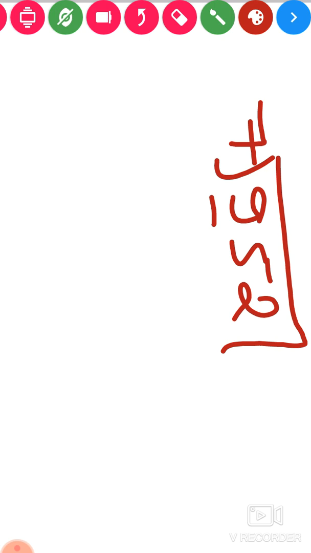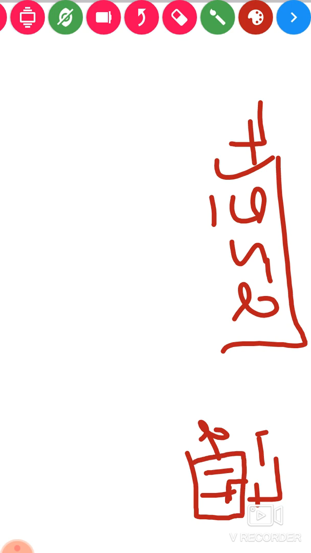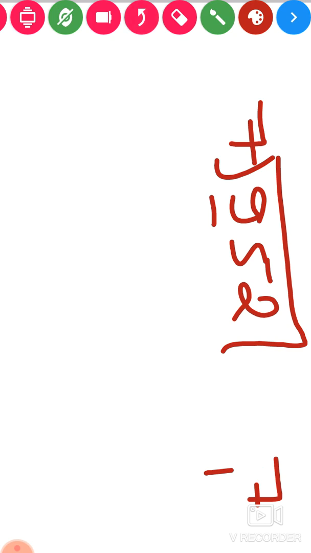So let us write the 7th table. 7 1 is 7. 7 2 is 14. Now ध्यान से देखना. 7 1 is 7. Now 7 2 is 14. So 2 times में तो ये 9 से ज़्यादा हो जा रहा है. What we will do? टू टाइम्स में ये 9 से ज़्यादा हो जा रहा है.